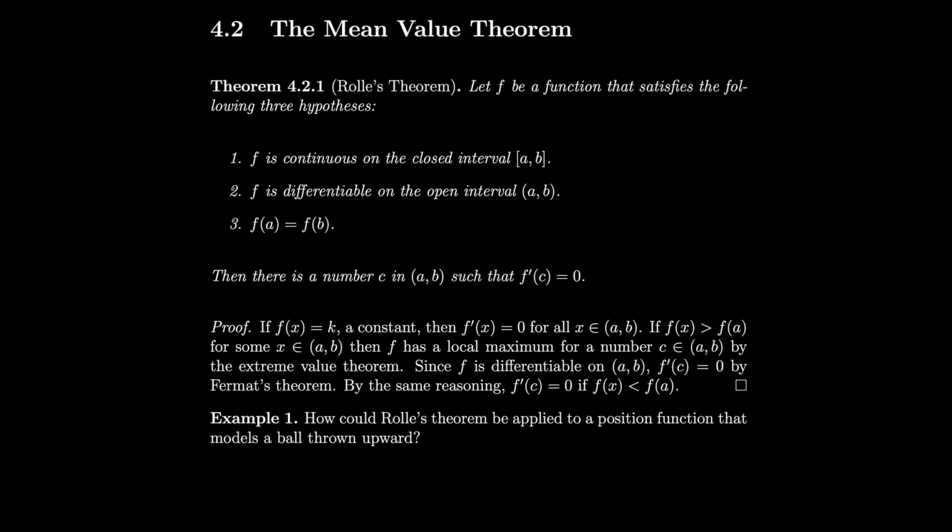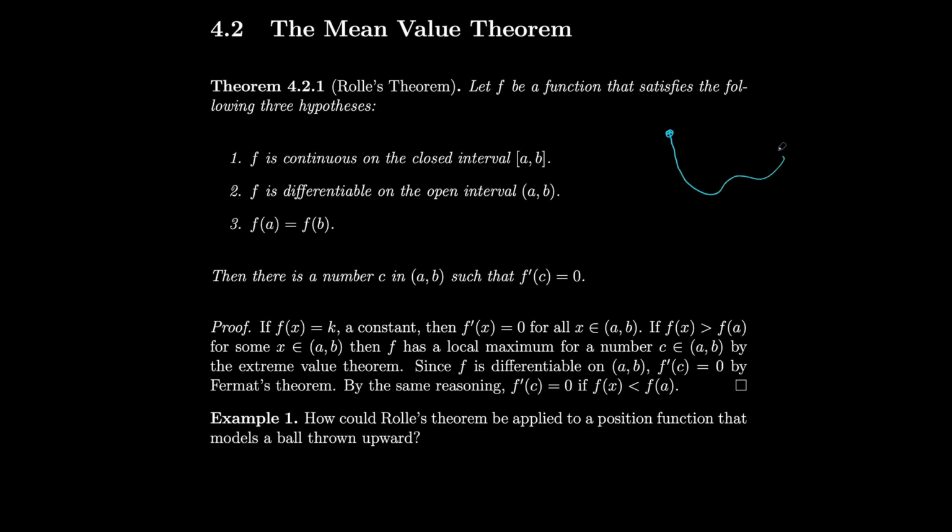Section 4.2, the mean value theorem. We first start with Rolle's theorem, where if f is a function that satisfies these three hypotheses: 1, f is continuous on the closed interval from a to b; 2, f is differentiable on the open interval a to b; and 3, f of a equals f of b, then there is a number c in this interval such that the derivative at c is 0.